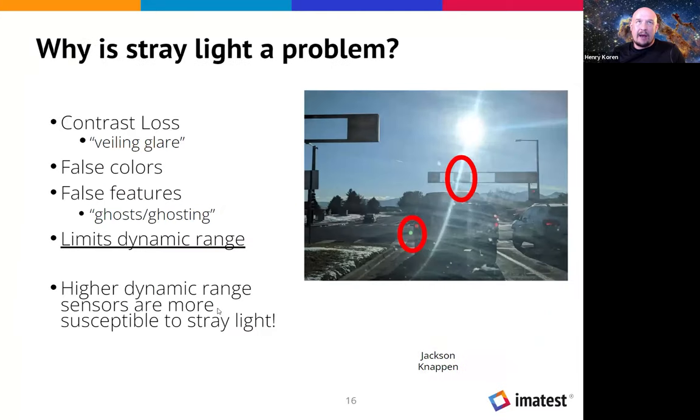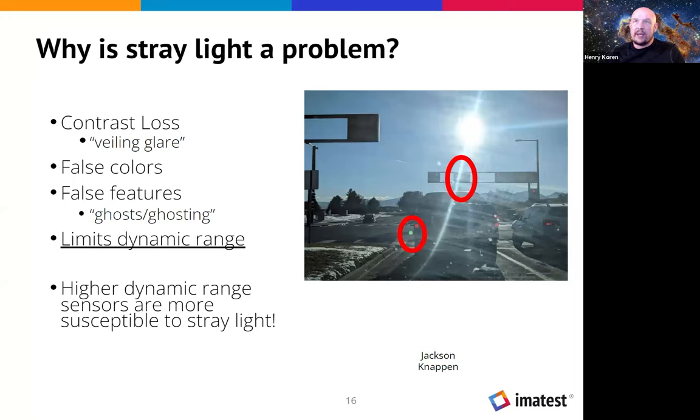Like here we have contrast loss or veiling glare, which can wash out some of the details in the dark of the image. You can get false color, and you can get false features and ghost images.